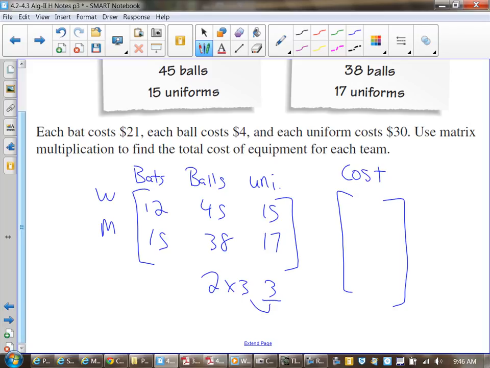So I have, what is it? Bat, and I just have to go in this order. Bat, ball, uniform. 21, 4, 30. You just add it, right? And all I'm doing is multiplying.